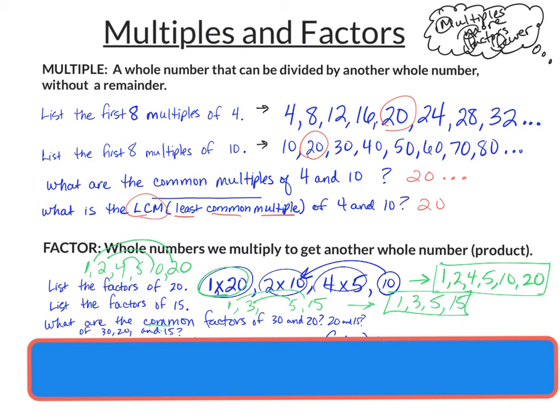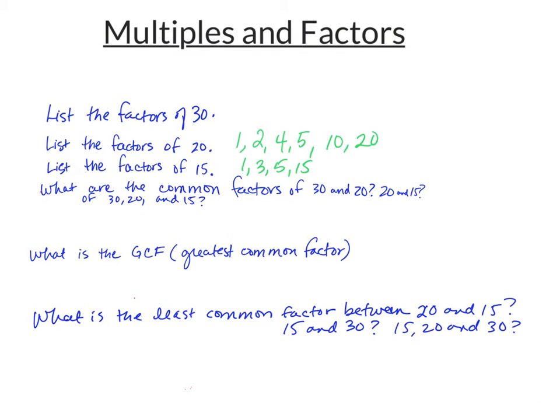So then we get to the common factors. There's that word common again. Common means the same. So I've taken the factors of 20 and the factors of 15 and transferred them onto this new slide. Now we're also going to list the factors of 30.